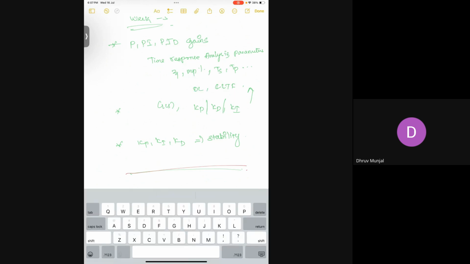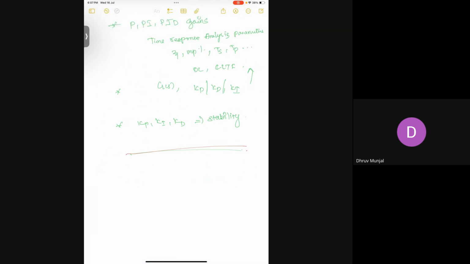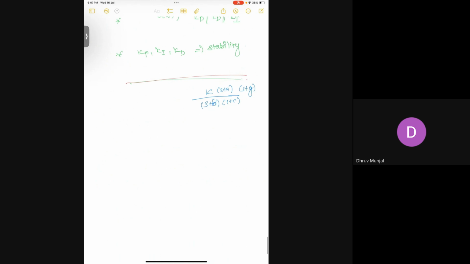Okay. For example, if you start with s plus a into s plus b into s plus c, and I add more zeros to a system, you are asking why it is increasing the overshoot. If you see the mathematical formula, the overshoot will depend on the zeta value solely, no other parameters involved here.